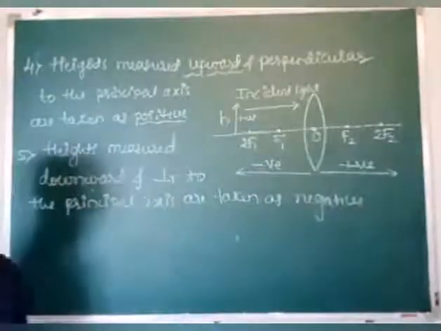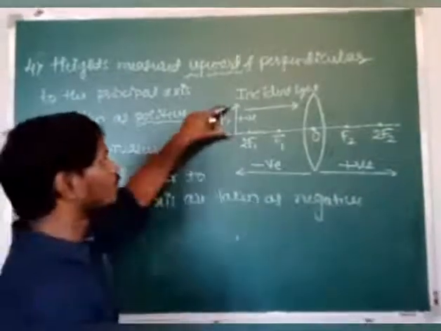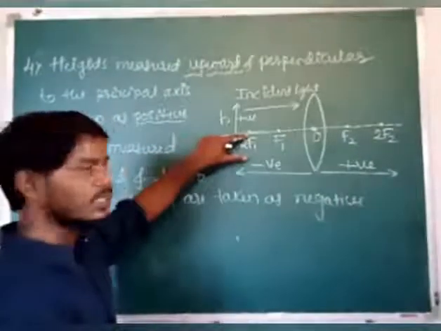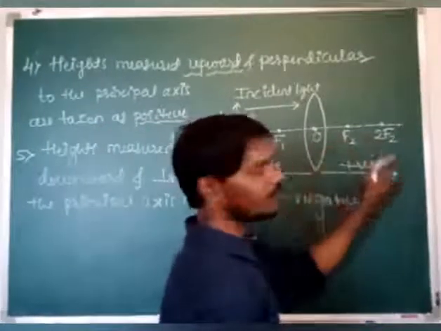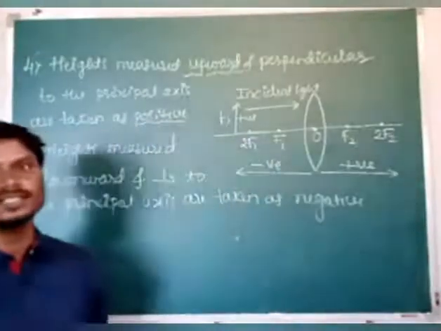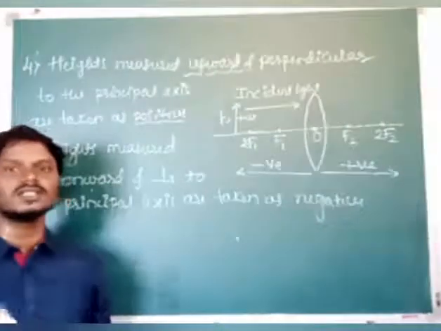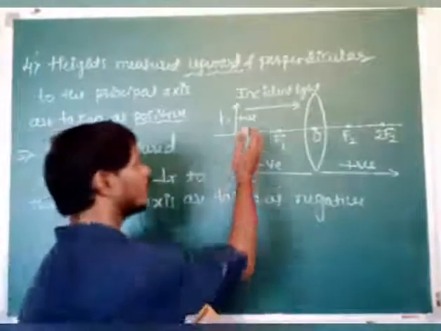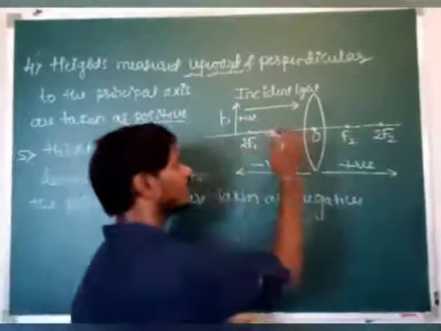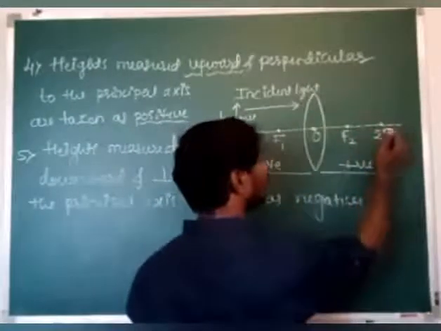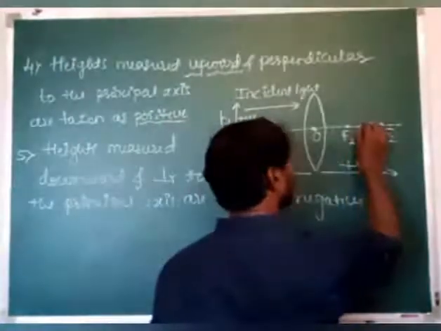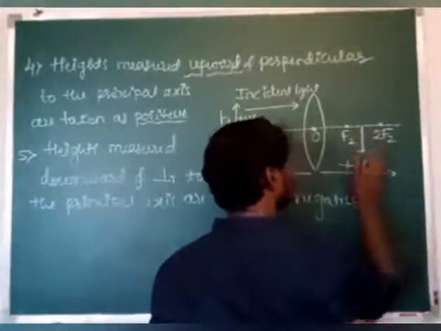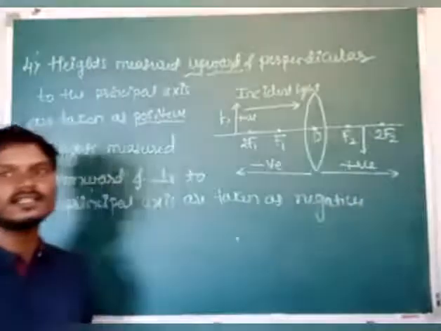Then, in this case, the object is beyond the 2f1 now. Then where should its image be formed? Its image should be formed in between f2 and 2f2. Already you studied this in the formation of an image by a convex lens. When the object is beyond 2f, its image is formed in between 2f and f on the other side. It is an image that is real and inverted.